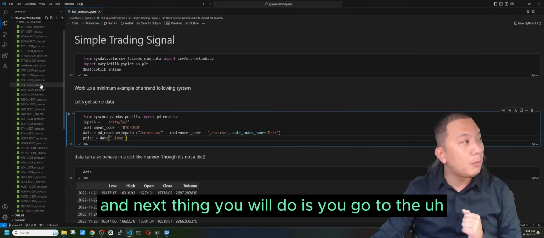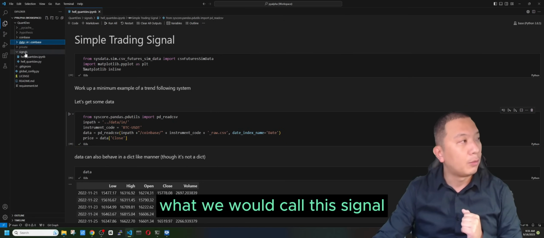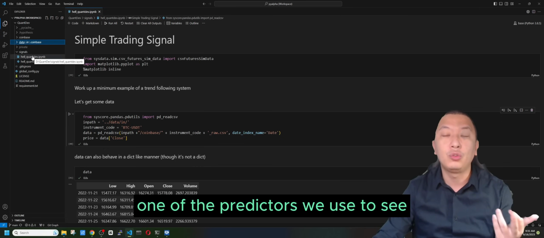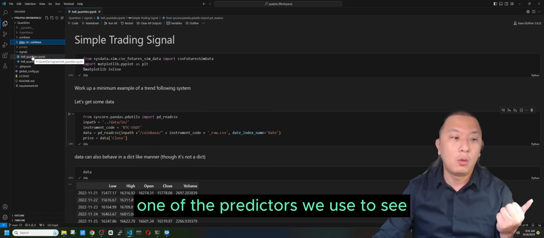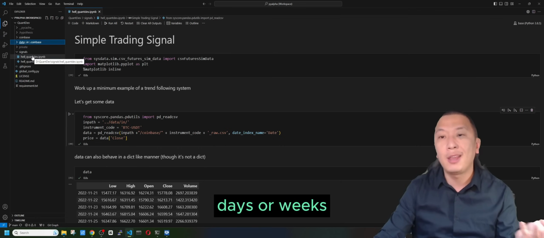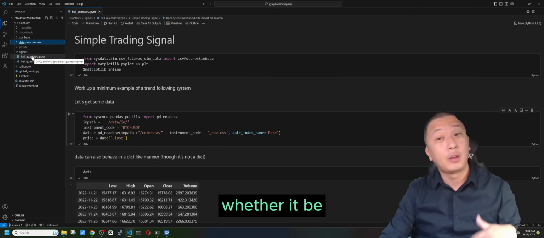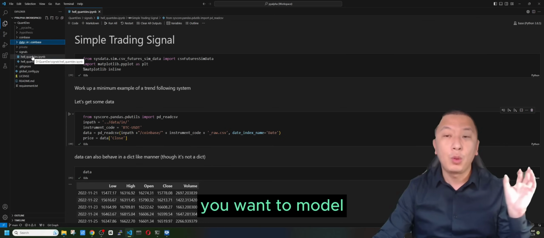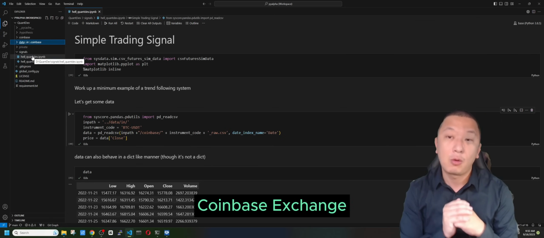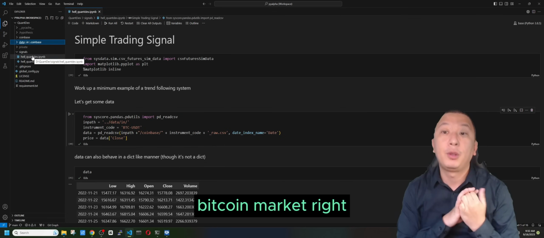The next thing you will do is go to the signals folder. We call this a signal because it's one of the predictors we use to see where Bitcoin is going in the next couple of days or weeks or months, whether it will be up or down. We want to model the market data we get from the Coinbase exchange and turn it into some predictions about the Bitcoin market.